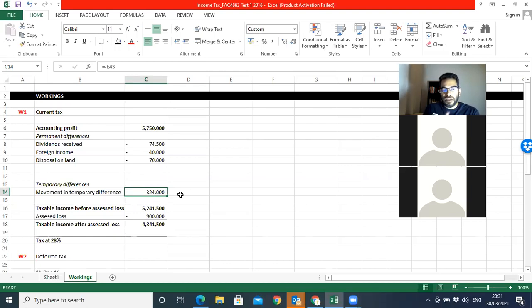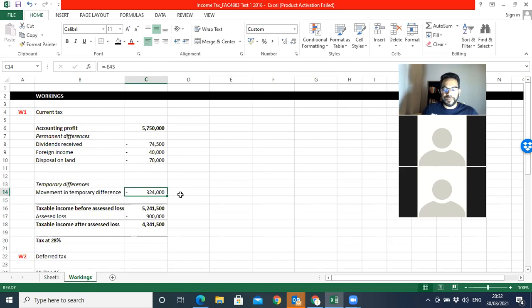So why did I make this negative? Understand what deferred tax is. Deferred tax is future tax consequences. Deferred tax represents temporary differences between accounting and SARS. What does temporary mean? Meaning that the way accounting treats something and the way SARS treats something is the same, but when they treat it is different. So there's just a timing difference.